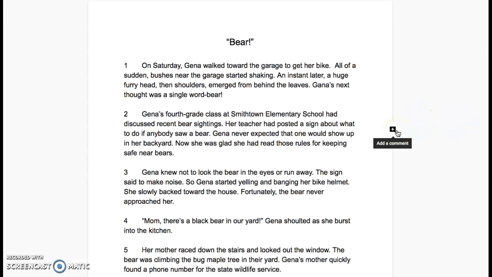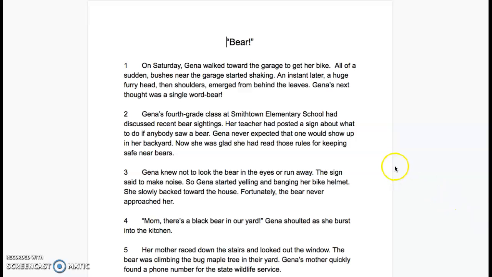Bear. On Saturday, Jenna walked toward the garage to get her bike. All of a sudden, bushes near the garage started shaking. An instant later, a huge, furry head, then shoulders, emerged from behind the leaves. Jenna's next thought was a single word, bear. Jenna's fourth grade class at Smithtown Elementary School had discussed recent bear sightings. Her teacher had posted a sign about what to do if anybody saw a bear. Jenna never expected that one would show up in her backyard. Now she was glad she had read those rules for keeping safe near bears.